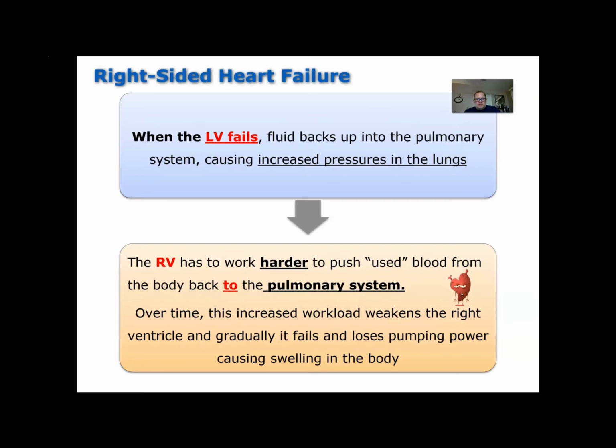So the problem is that since the left ventricle is unable to move the volume like it's supposed to, the right ventricle, which is significantly smaller in size, is having to move all the blood through the lungs, into the left ventricle, and then help move it through the rest of the body again. So that increased workload is going to cause the right ventricle to eventually fail as well, causing backup of blood through the whole system.